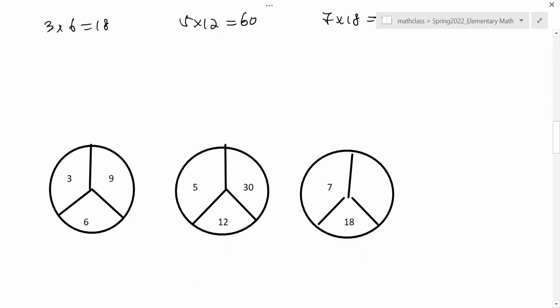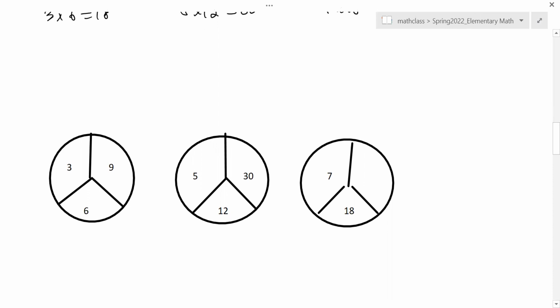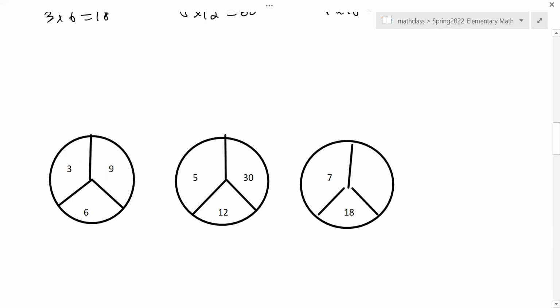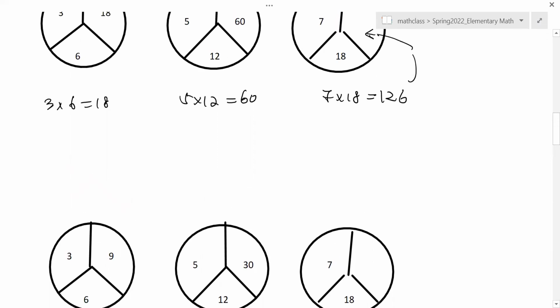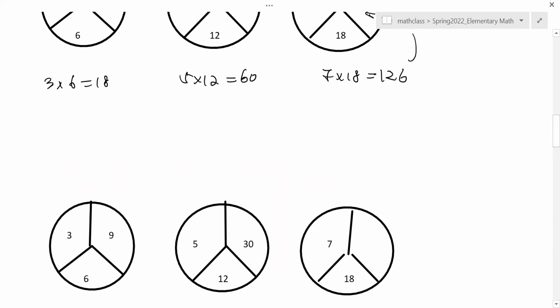3, 9, 6, 5, 12, 30, 7, 18. Okay. Wow, that's slightly different. Okay, great, Morgan. So this picture is similar to the above one. The only difference here is 9, 30.